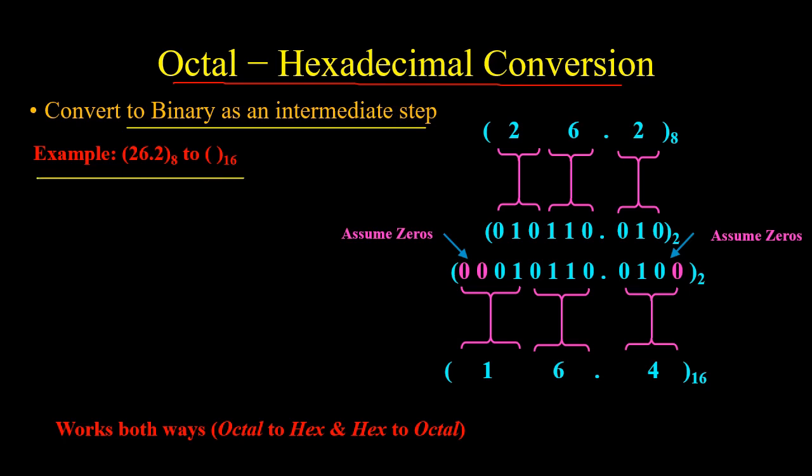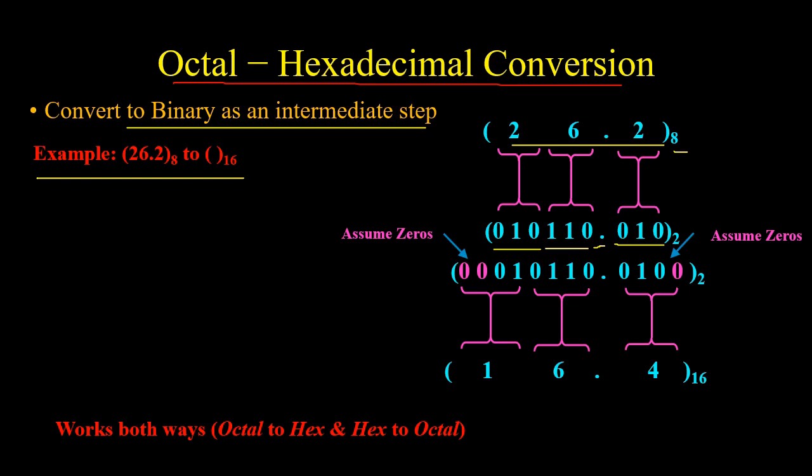In this we have the number 26.2 to the base 8, and we have to find its equivalent hexadecimal number. So first of all we will write the equivalent binary of every digit in the given octal number. Like 2 will be replaced by 010, 6 will be replaced by 110, and again 2 will be replaced by 010, and the decimal point will stay in its position. Now we have the equivalent binary.